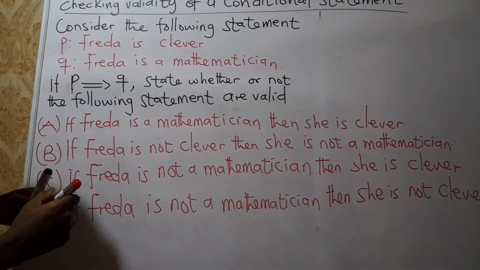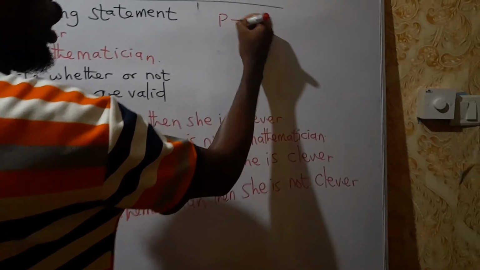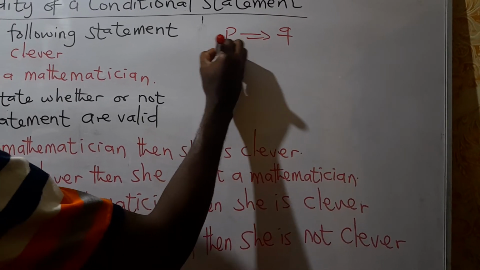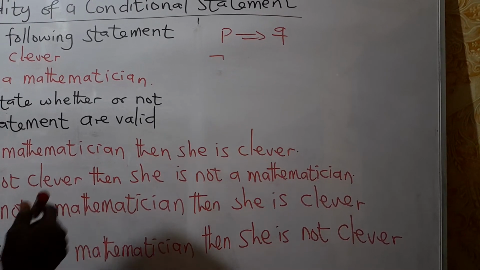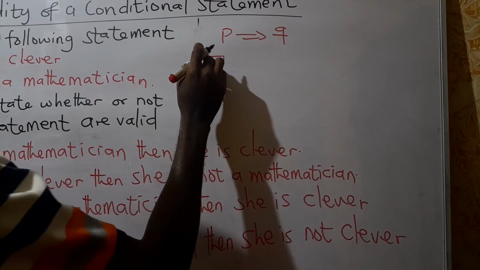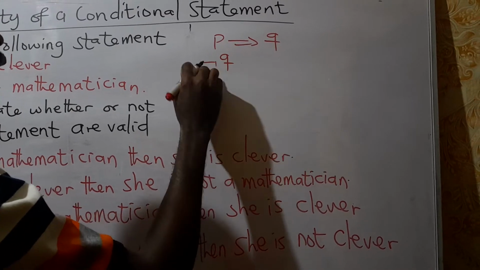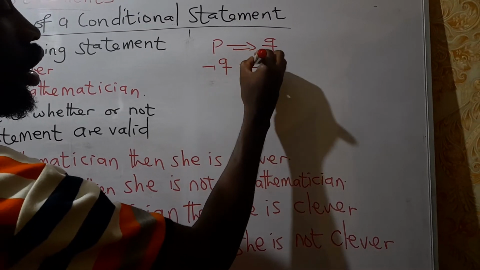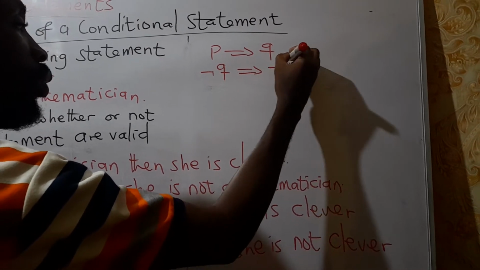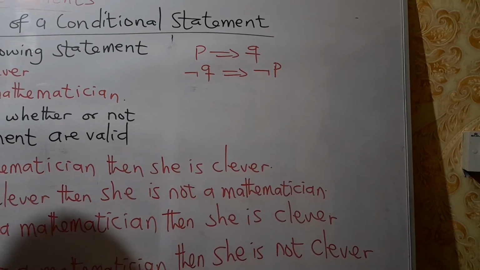Remember, we say that if P implies Q, then the only statement that provides the basis for validity is the contrapositive form. That's if not Q implies not P. I hope you get that. So we just locate this statement, then we are good to go.